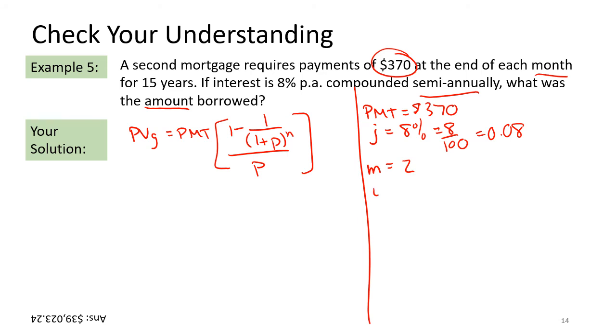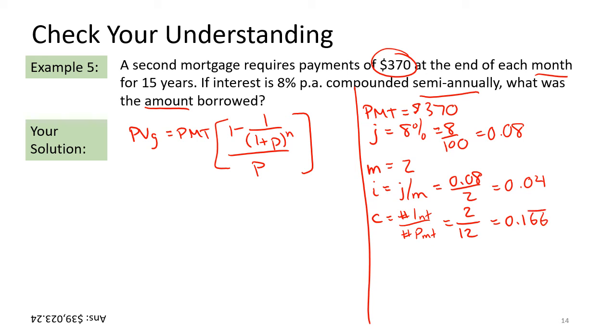So we can calculate our periodic interest rate I, which is J divided by M, which is 0.08 divided by 2, or 0.04. Now again, the 2 steps we've added, being a general annuity, your ratio C, which is the number of interest periods divided by the number of payment periods. In this case, interest is semi-annually, which is 2, and payment periods are every month, which is 12. So that gives you 0.166 repeating decimal.